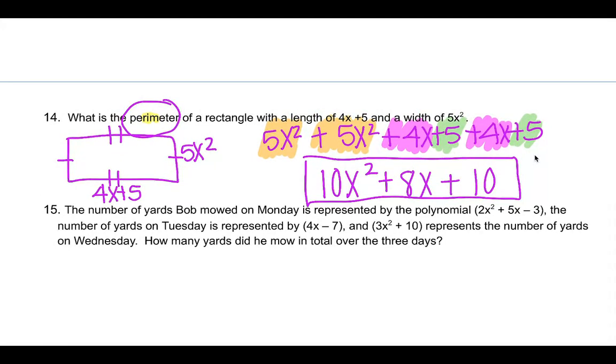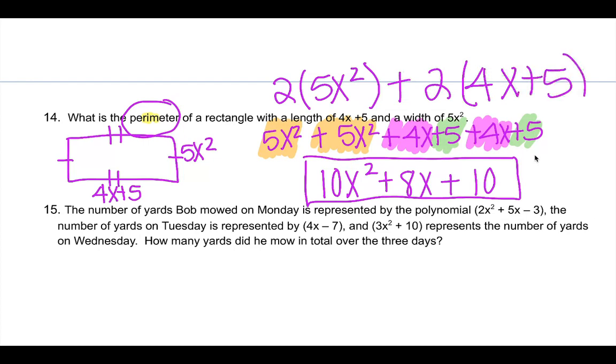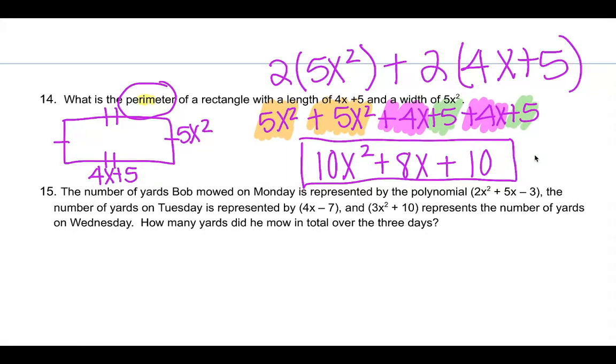You also could have set the problem up instead of writing it all out. That way you could say 2 times 5x squared plus 2 times 4x plus 5 and distribute it that way. That would have worked as well. Either setup. Both work.